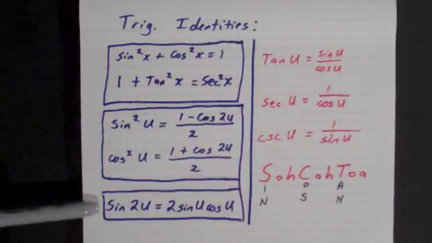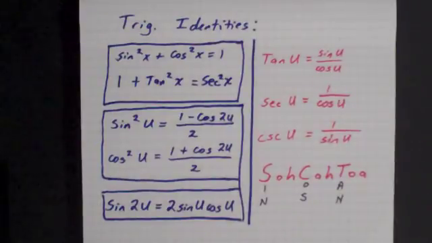This is another one that comes up quite frequently: sine of 2u. Sine of 2u is equal to 2 sine u cosine u. It enables you to change the angle. Hopefully this will help for the upcoming trig integrals.